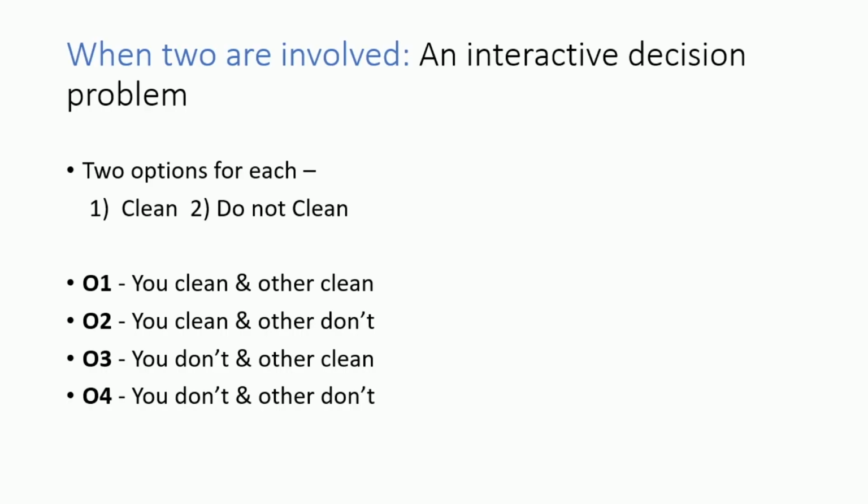So that's an interactive decision problem, because you see that there are two persons and both of them have this option of either clean or do not clean. If you have only these two options, then there are four possible outcomes. Two options, only four possible outcomes. So O1 is you clean and the other cleans. O2 is you clean and the other doesn't, and so on. Whatever you do, there are these four possible options, and you might have some preference over some of these over the others.